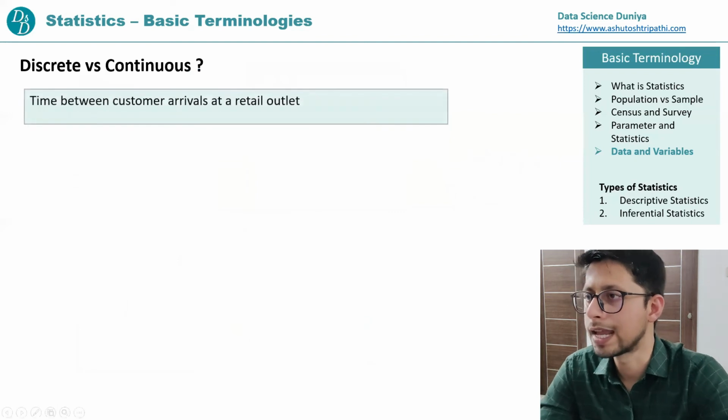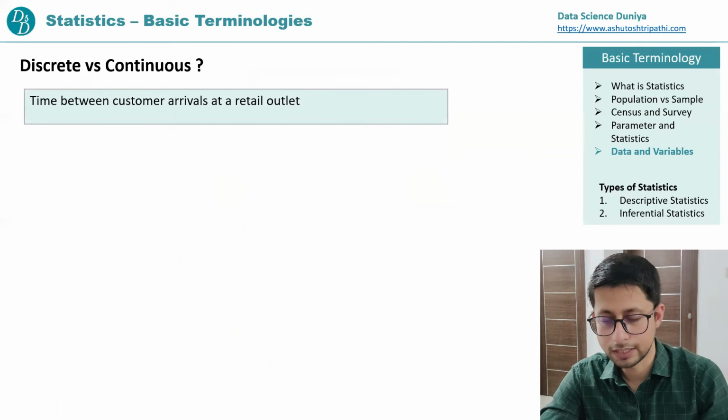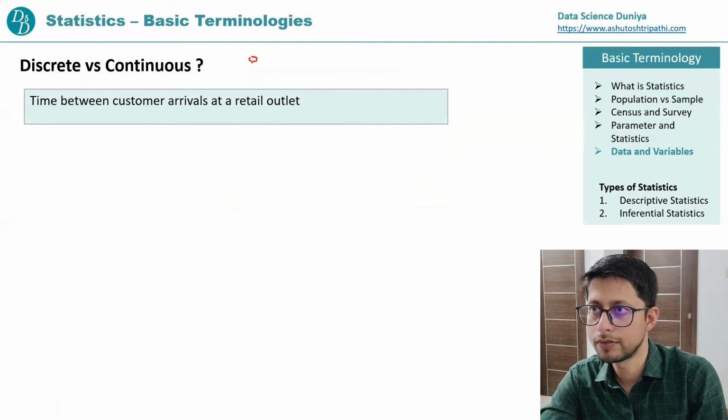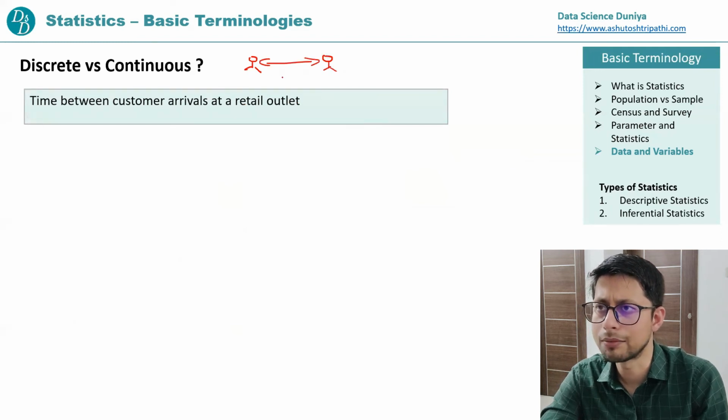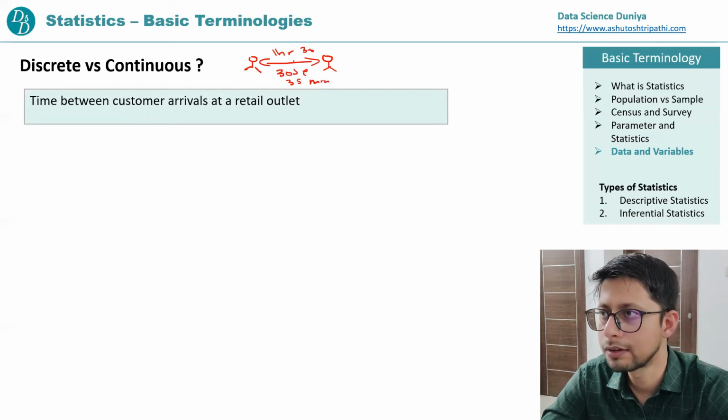So suppose I'm asking about the time between customers' arrival at a retail outlet. For example, customers are arriving at a retail outlet, and we want to know the time between the first customer coming and then the second customer coming. So what is the time between these two? This could be any random time, right. We cannot count it. It could be 1 hour 30 minutes, or it could be 30 seconds, or it could be 35 minutes. There is nothing fixed, right. It could be any. So what variable will it be? It will be continuous, right.